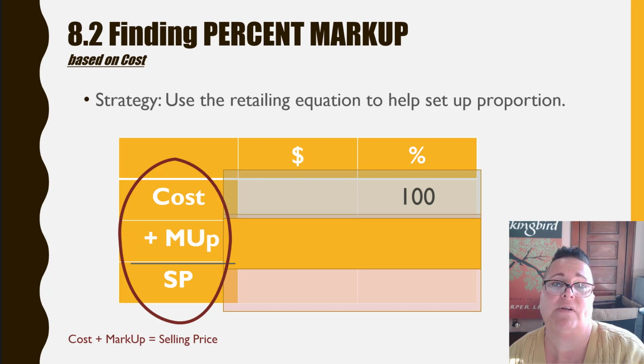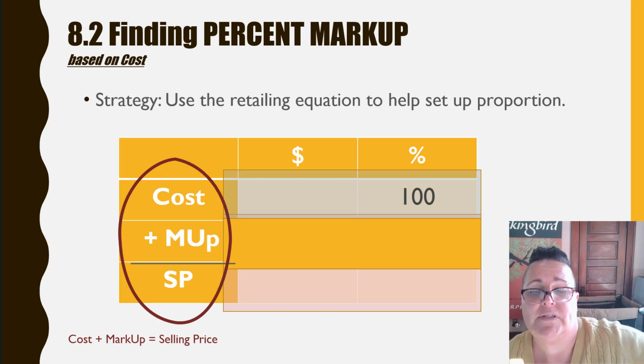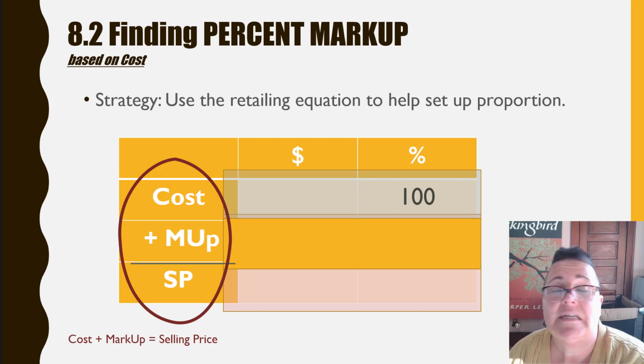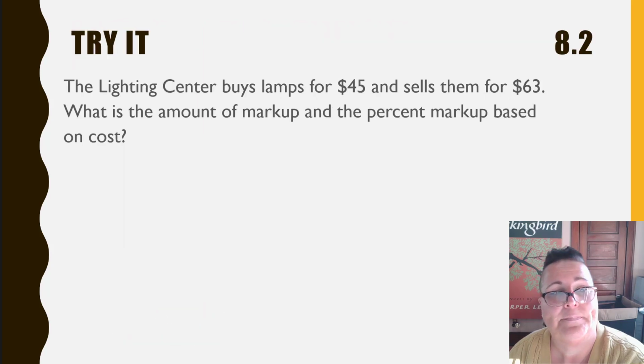The first way is going to be using this particular strategy, this particular chart, and then I'm also going to go ahead and do it using the formula, just so you can see it a couple of different ways and decide which one you like better, and then follow that method as we continue working through the presentations in this section. All right. The Lighting Center buys lamps for $45 and sells them for $63.